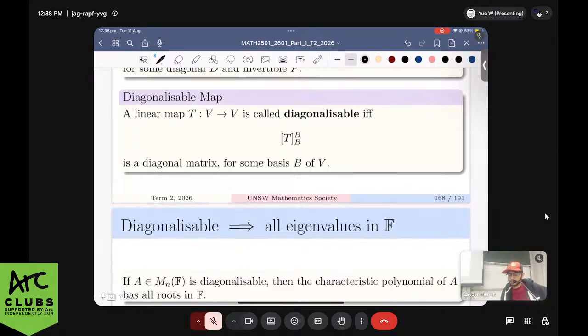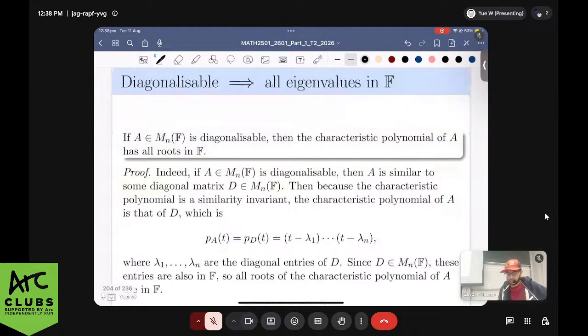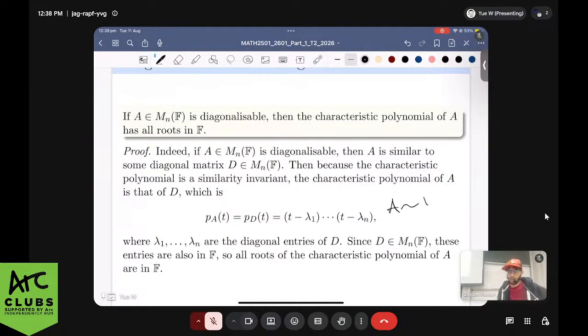The reason is if it's diagonalizable, it's similar to some diagonal matrix D, and obviously D is going to be in M_n(F), meaning the diagonal entries are in F. Now, the characteristic polynomial is a similarity invariant, so the characteristic polynomial of A is the same as that of D. A diagonal matrix has a very simple characteristic polynomial. It's just going to be this, where the diagonal entries are these lambdas.